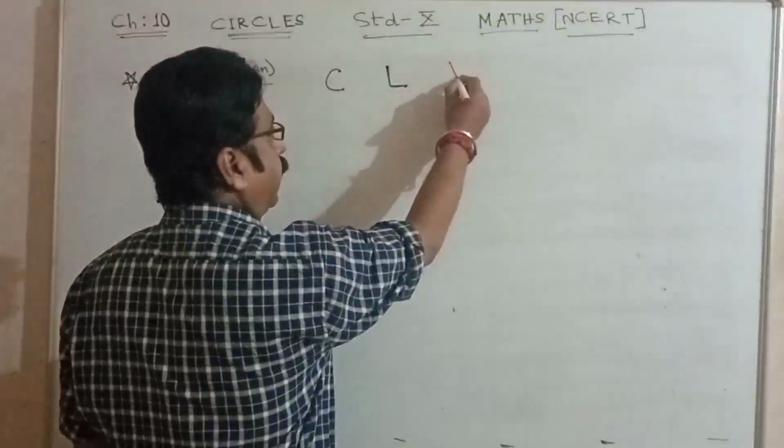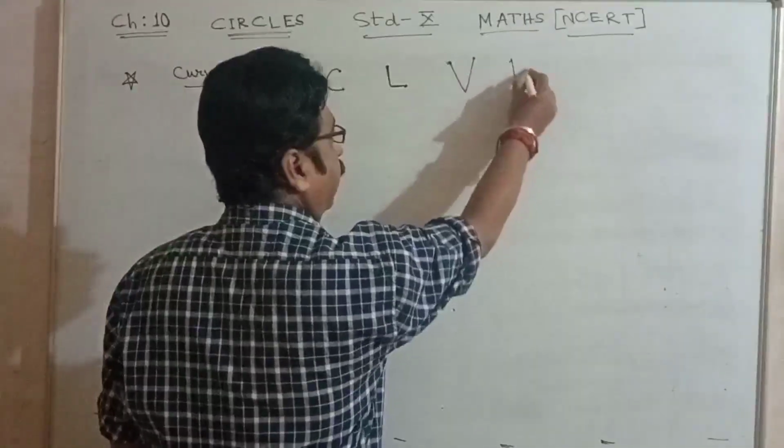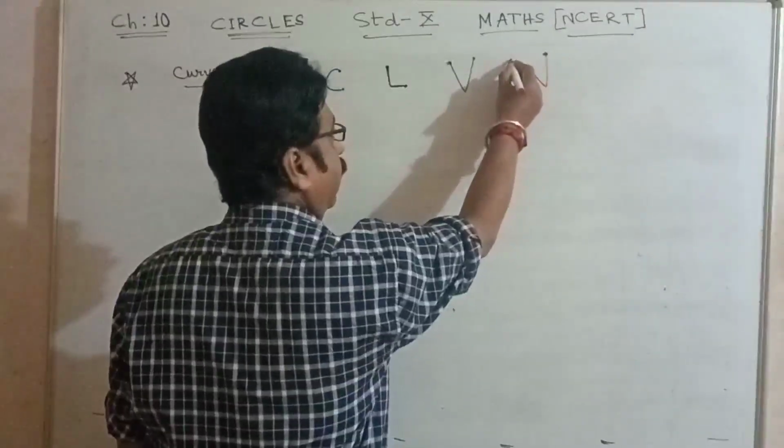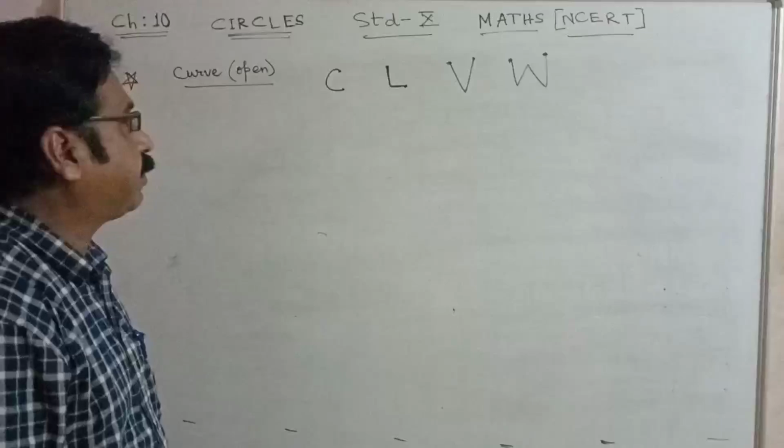V, it is also a curve. It has two endpoints. W, two endpoints, not this and this. They are not the endpoints.